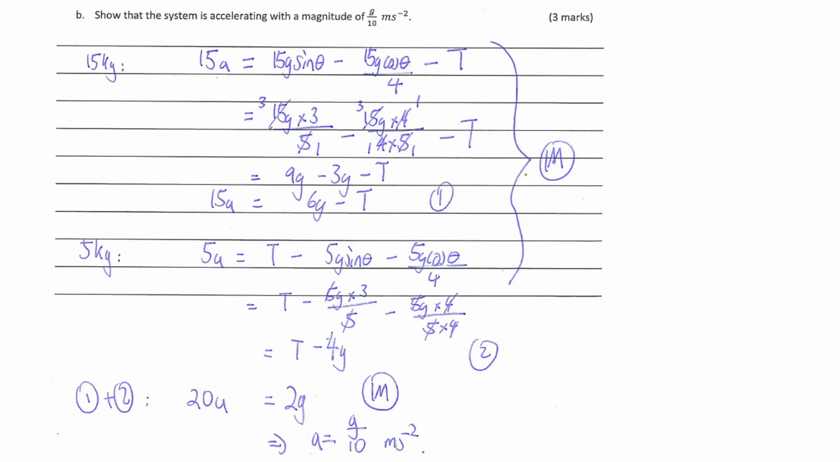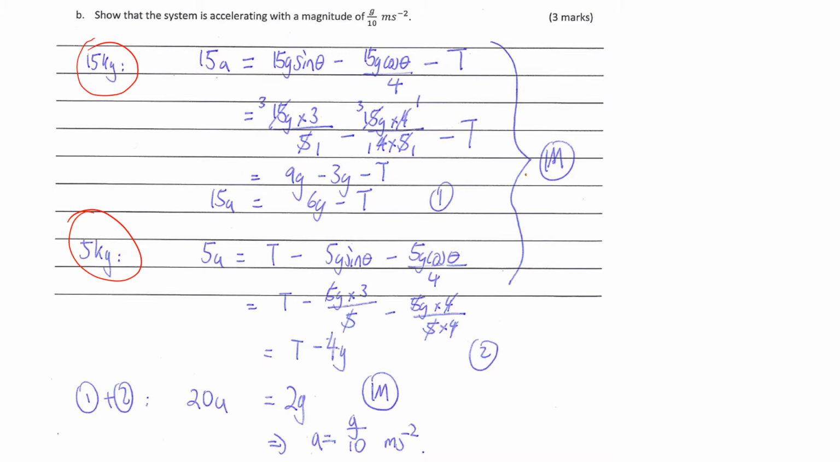All right, B, show the system is accelerating with a magnitude of g on 10 meters per second squared. Okay, I've done it body by body. Some of you competent ones out there, or those comfortable with this, just analyze it as a system as a whole, and that's perfectly okay. So either way, I didn't mind. This is how it's done body by body.